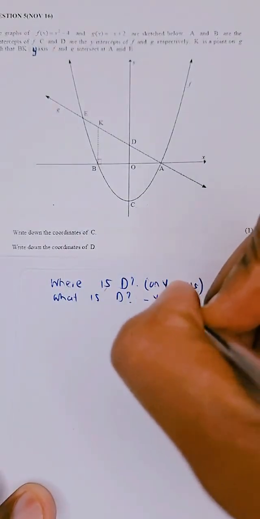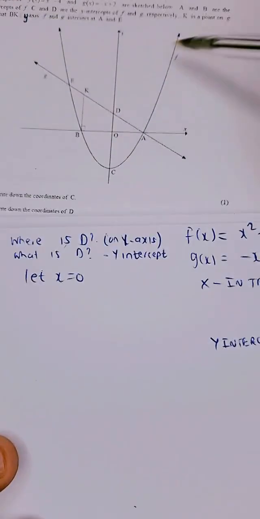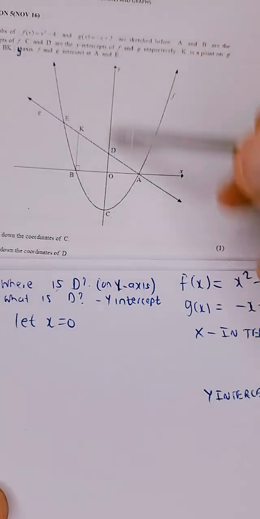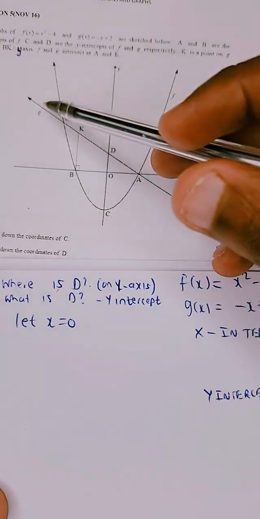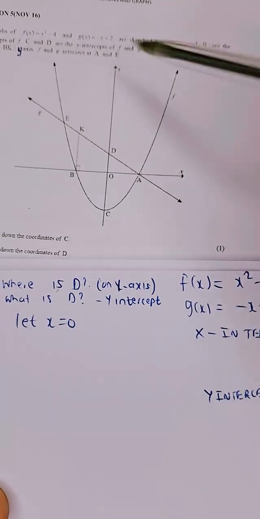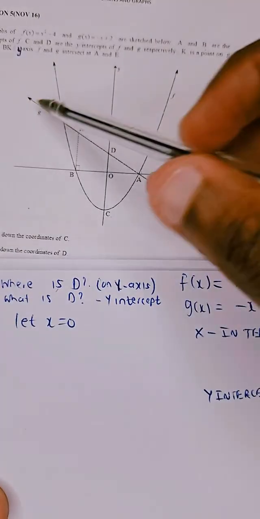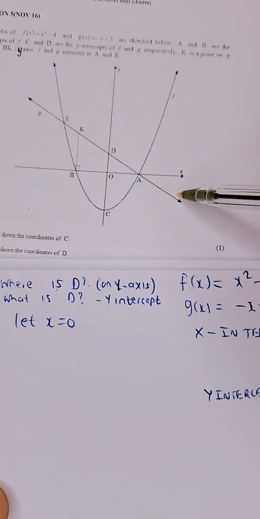Okay, what is D? D is the y-intercept. So what do we know about the y-intercept? We let x be equal to 0 because, guys, on the y-axis, x is equal to 0 everywhere. But at D, who else is passing through D? Well, we have the straight line, guys. We have the straight line function that is passing through D. D lies on the straight line.